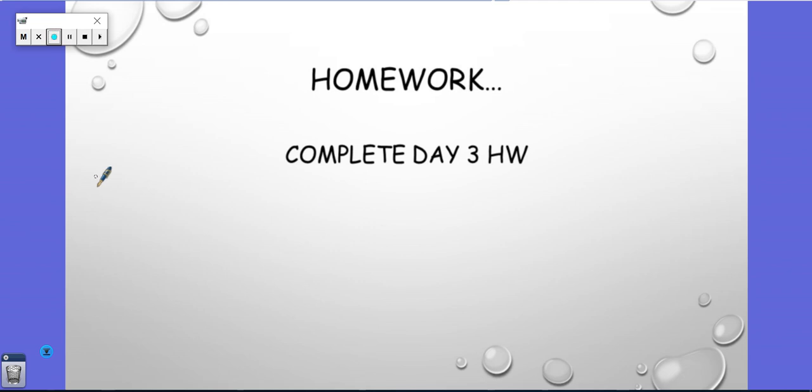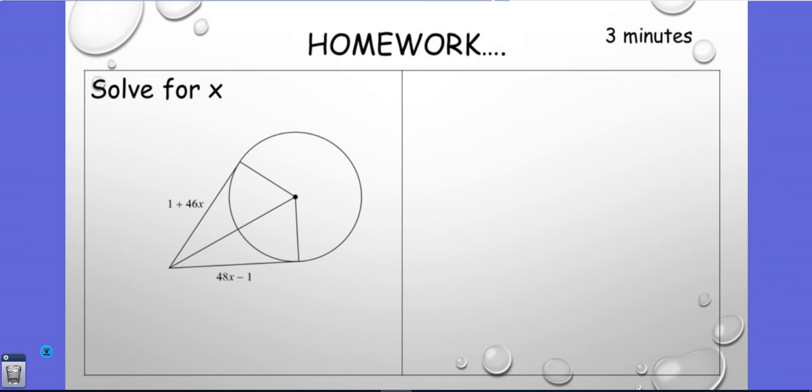All right, so we're going to complete day 3 of your homework. And here, if you look, these two segments intersect the circumference of the circle once. So these are called tangents. And something you need to know, this radius intersects this tangent right here. So this is a right angle.